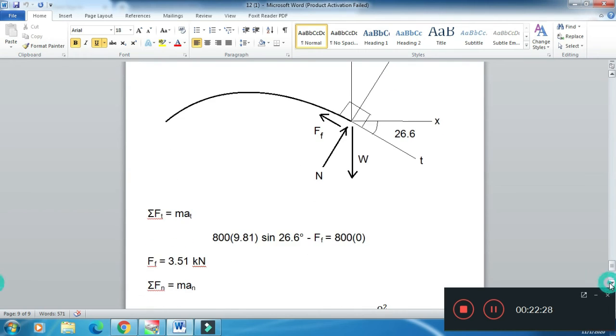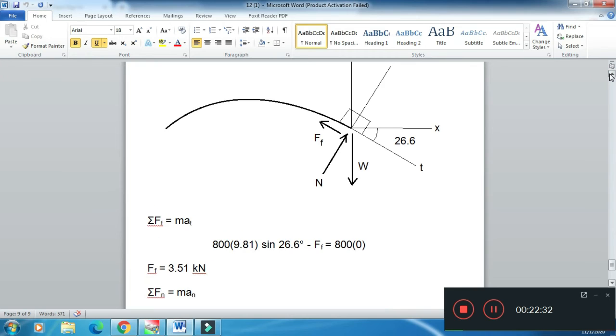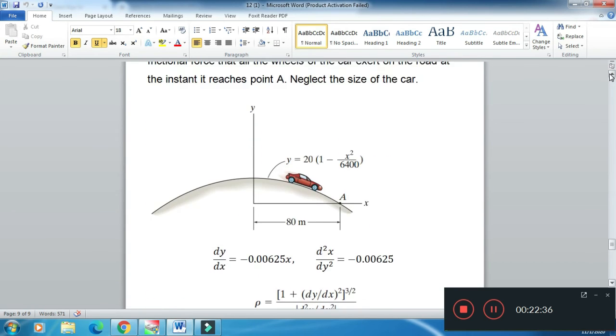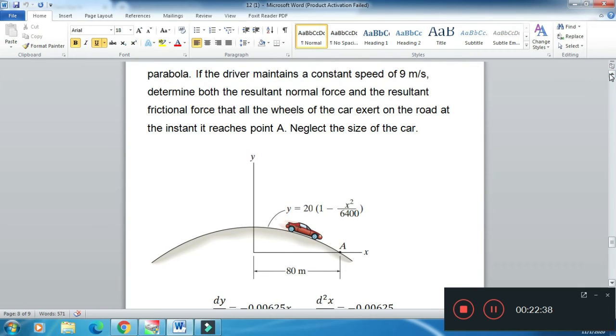Again, we can determine the normal and friction force using the normal and tangent method. But here the radius of curvature is not given. Since it is a parabola, the radius of curvature can vary from point to point. It can vary at various locations.